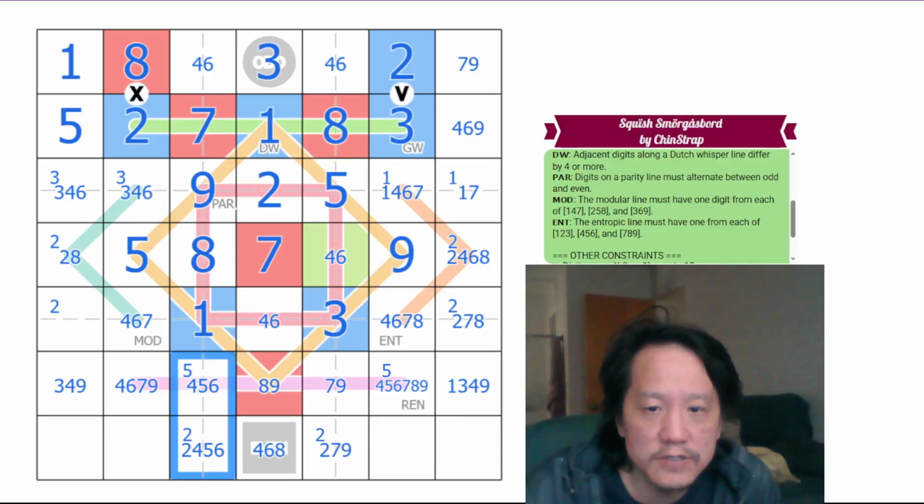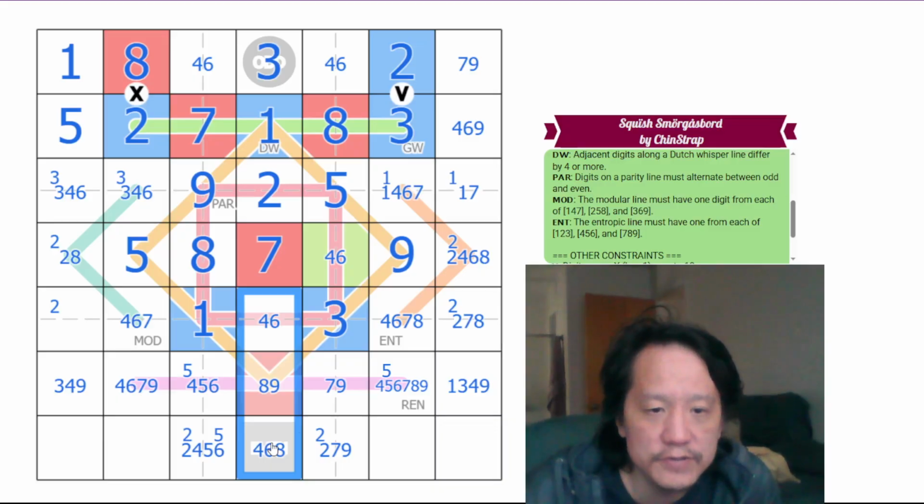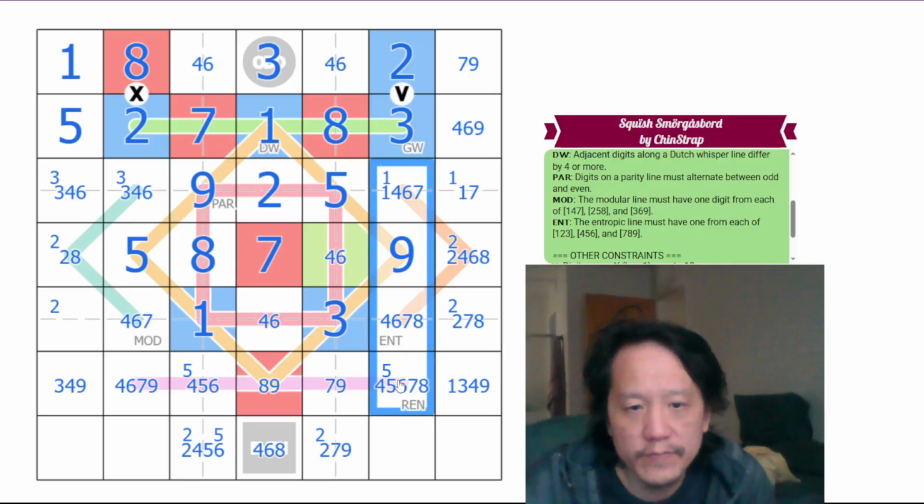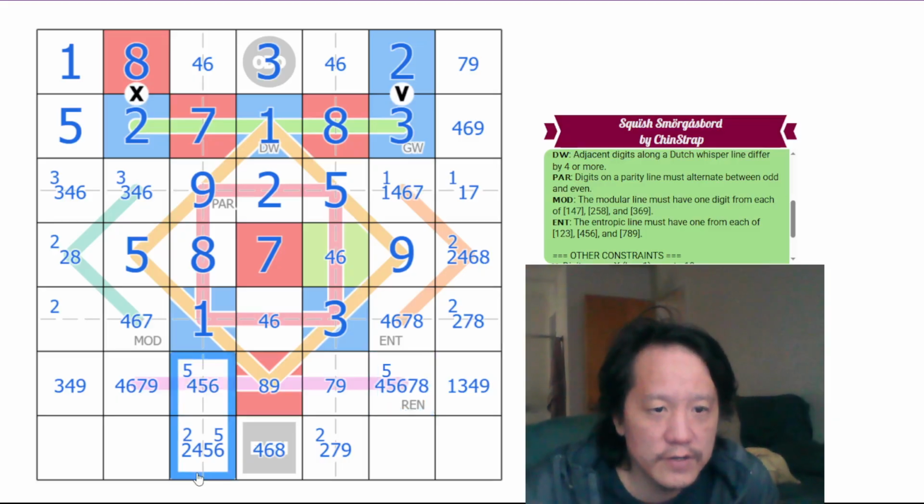5 is guaranteed to be one of these two digits here because it cannot be here. It cannot be any of these digits. This can't be 9 because of the 9 in the column. So since 5 is here, that's fine.